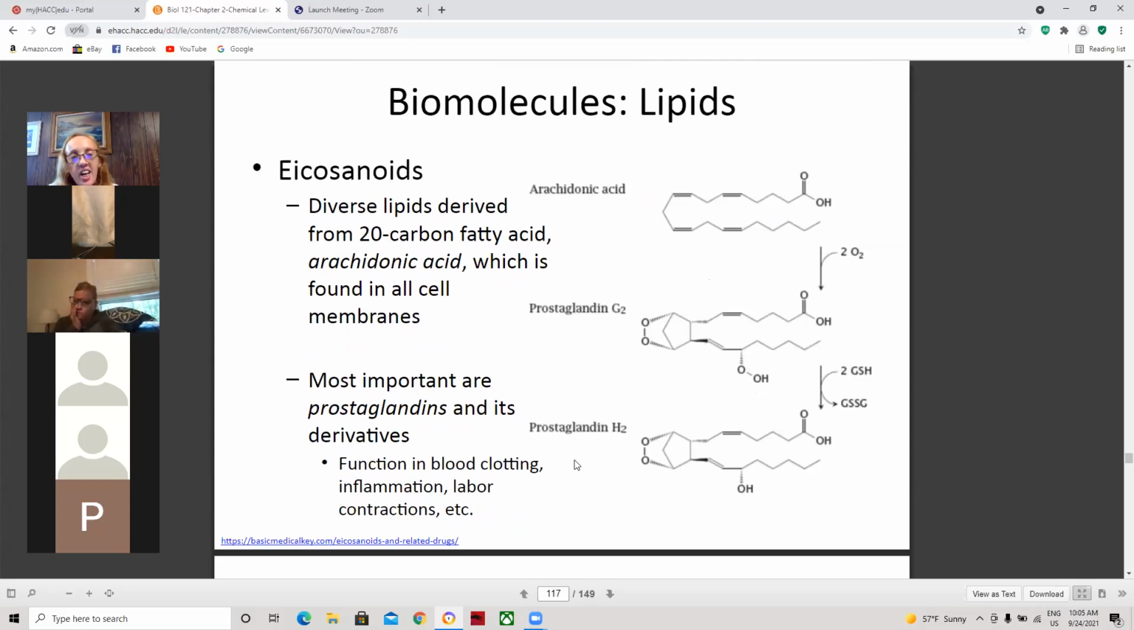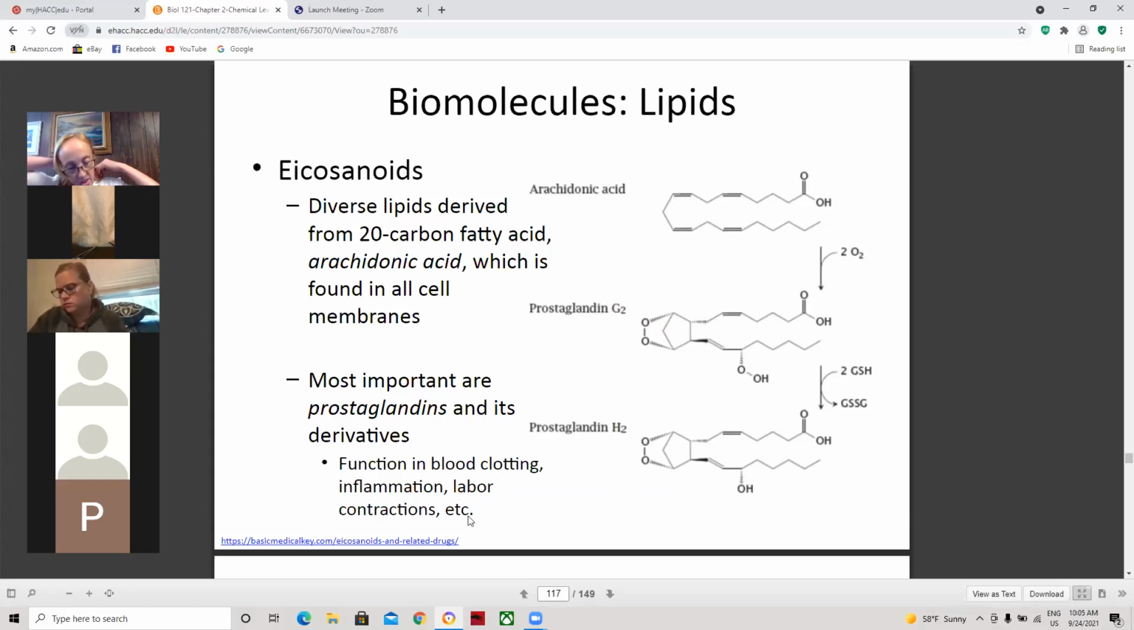Eicosanoids, I think that's the right word. Eicosanoids are diverse lipids derived from a 20 carbon fatty acid called arachidonic acid, which is found in all cell membranes. The most important of these are prostaglandins and their derivatives. These are involved in blood clotting, inflammation, labor contractions, etc.